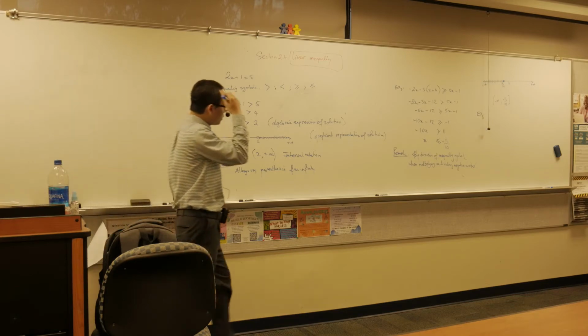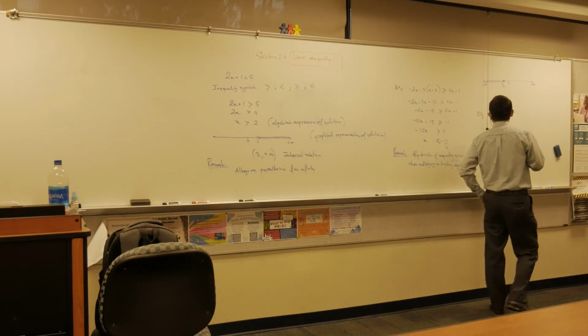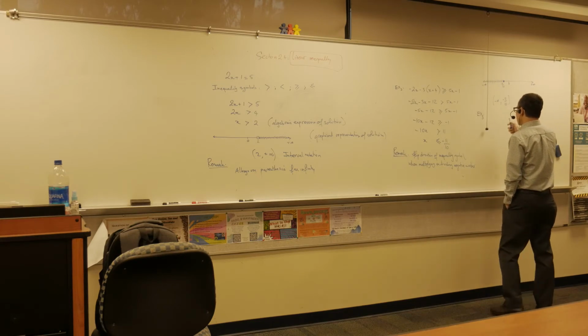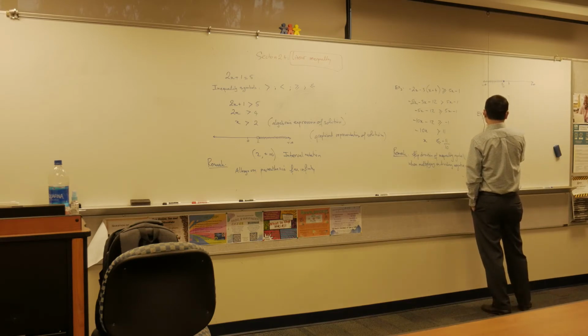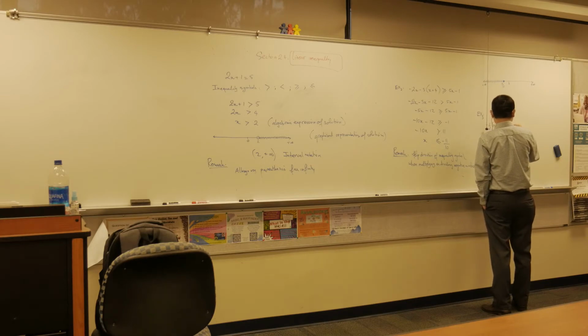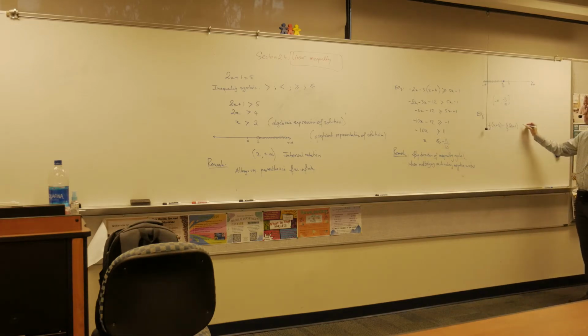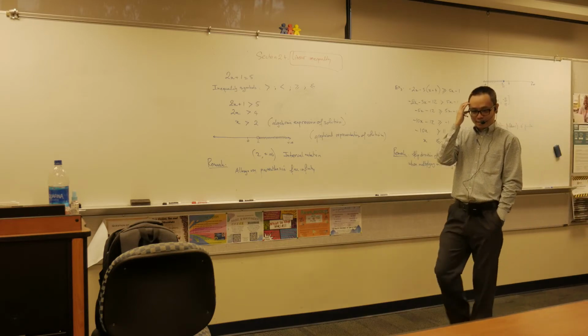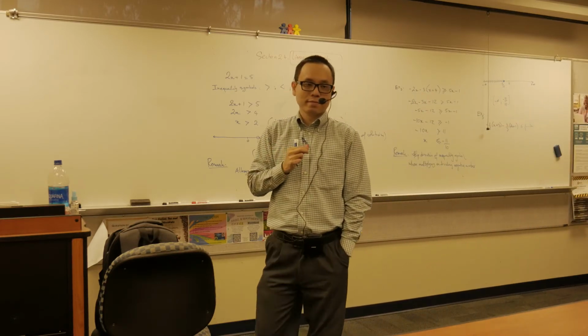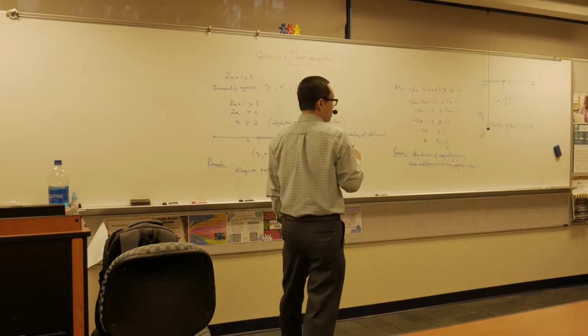How about this? Negative 1 over 2 times (x plus 3) minus 4 over 3 times (2x plus 1), less than or equal to 2/5 minus 2x.